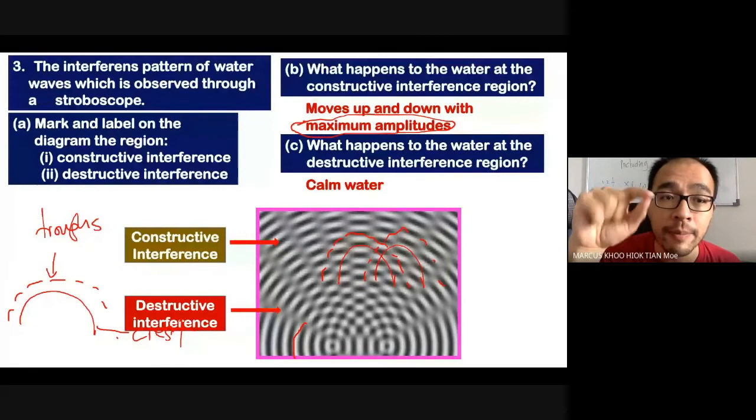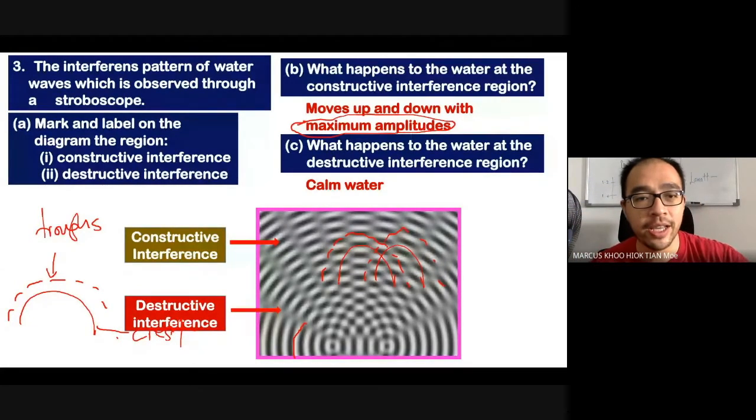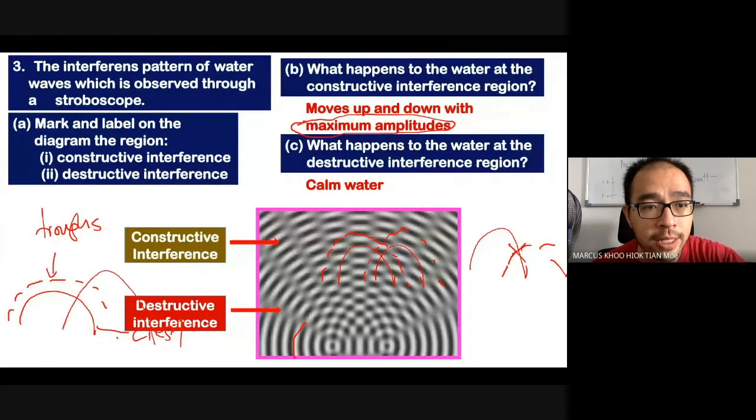Okay, destructive. That means you have a crest that meets with a trough. So here you mark X. If it is a crest and a crest, like this, you mark with a circle. So this one you mark with an X, because this is crest meets trough. This is crest meets crest.